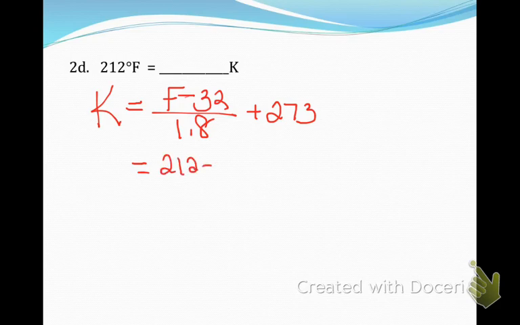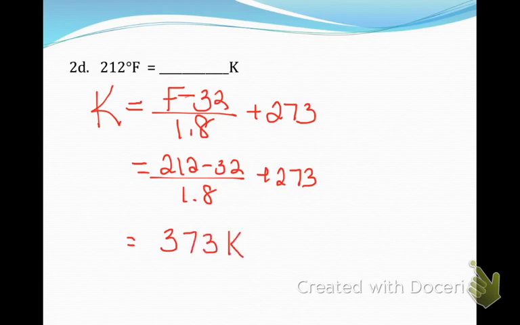Okay, so let's make sure that we can do that in here. So 212 minus 32 over 1.8 plus 273. Punch this into your calculator. You do the numerator first, 212 minus 32, press enter, divided by 1.8, press enter again, plus the 273. This ends up being 373 Kelvin. Okay, so go ahead and put that in. Good, our Kelvin temperature is higher than our Fahrenheit temperature.